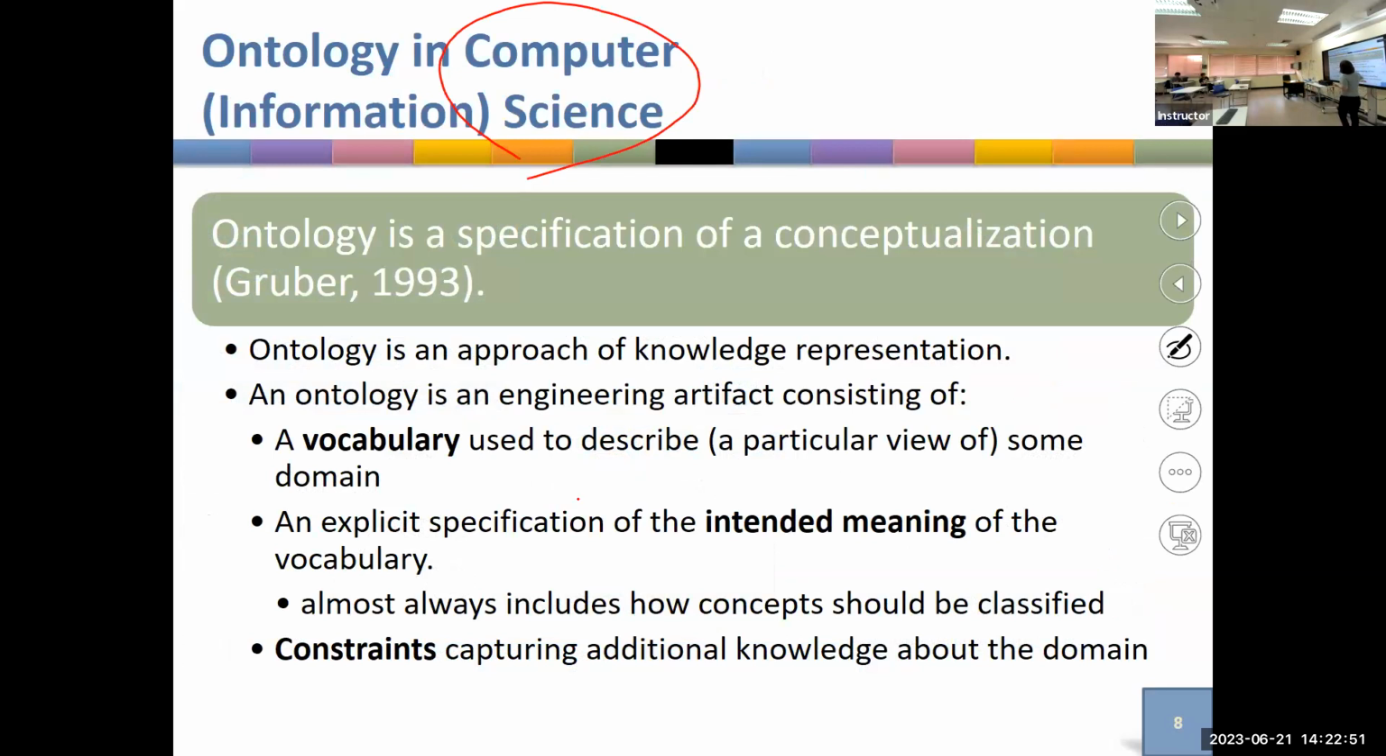Ontology itself is a formal approach for knowledge representation. Actually, it's one way. When you talk about knowledge representation, it doesn't have to be ontology. No, ontology is just one mechanism, one possible way of representing knowledge in a computer.